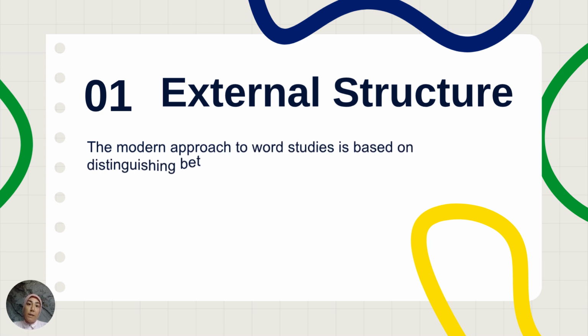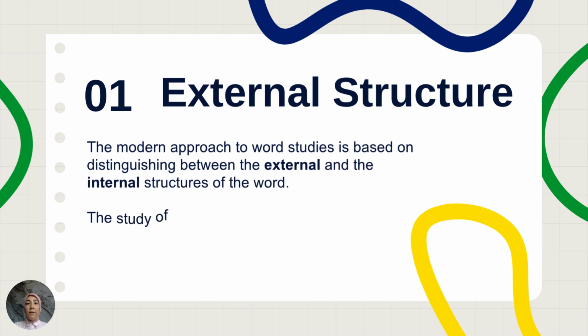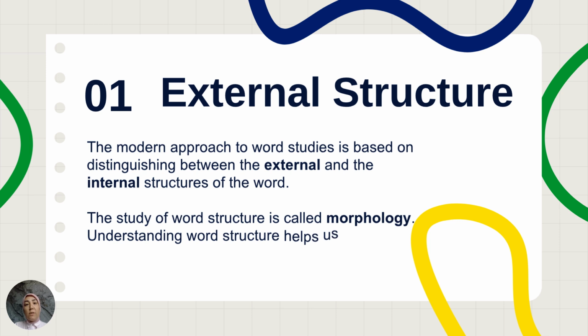External structure. So what does it mean? Every word in English, every lexical item, has two structures, external structure and internal structure. External structure is what we see. So when the word is written, you see its external structure. But internal structure is what we understand when we read the word, but it is studied in semantics. We will talk about it in our next lectures.